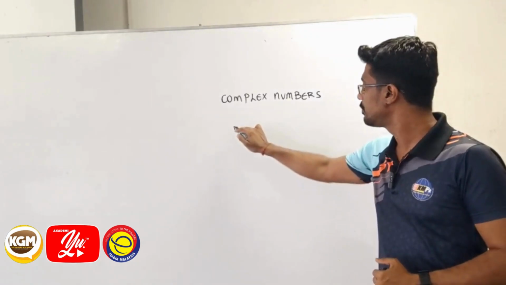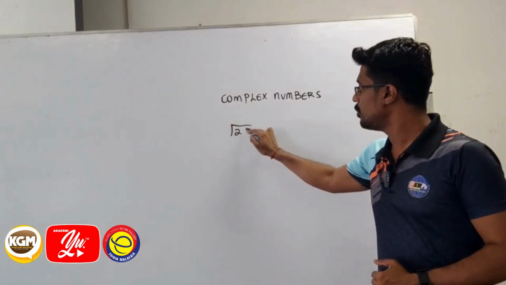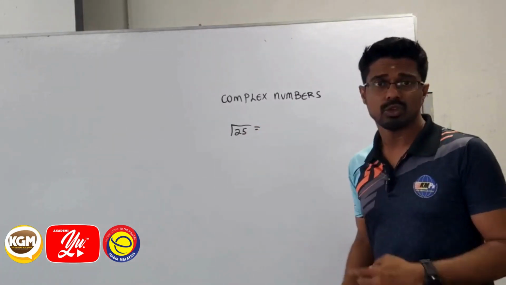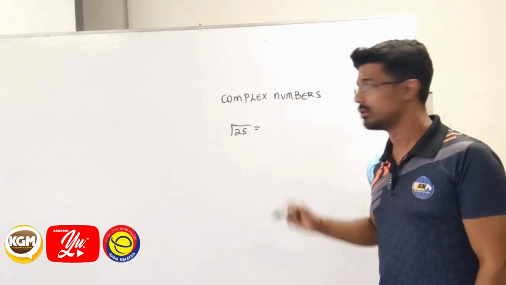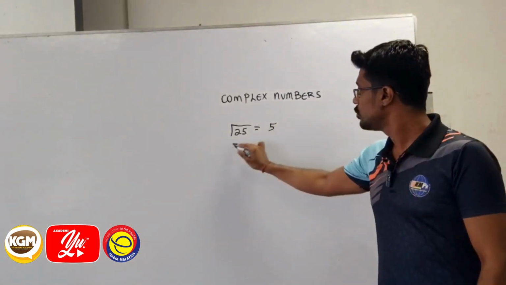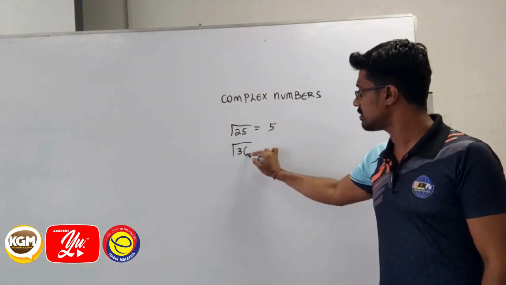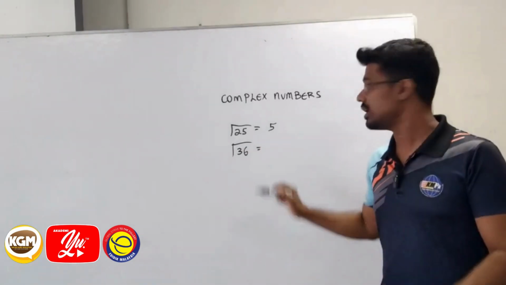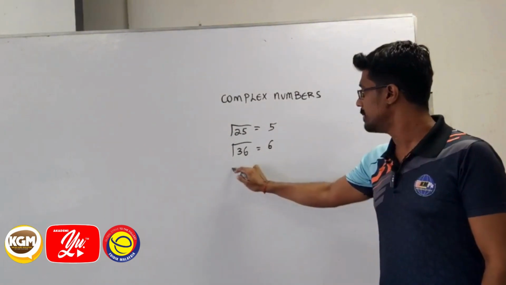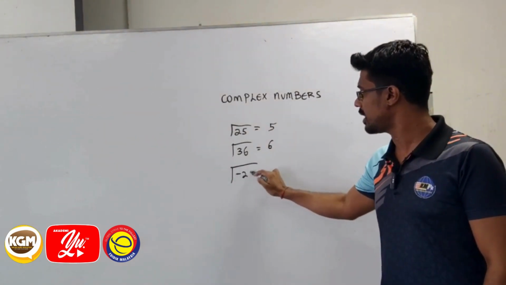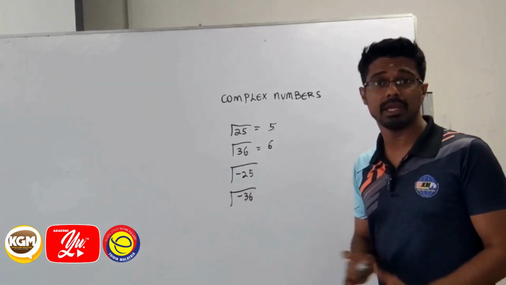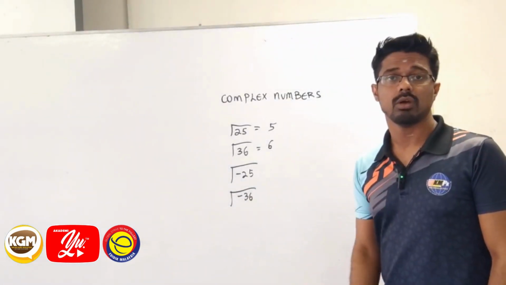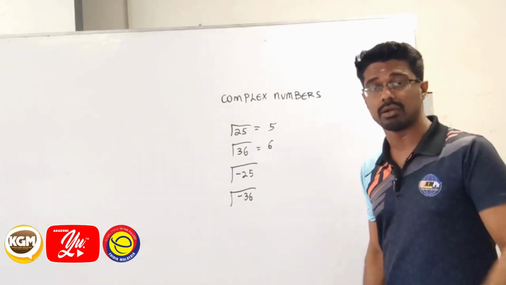Say for example, I give you square root 25. So this is not a big problem. You know what's the answer? Yes, it's going to be 5. Square root 36. No problem, right? 6. But we get into a problem when I give you something like this. Why? Because square root of a negative number, it's math error.